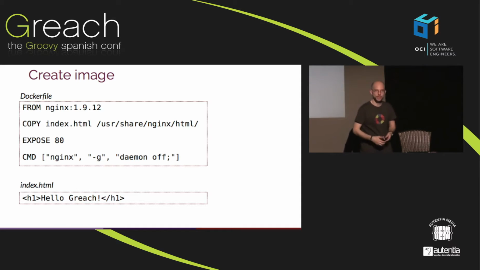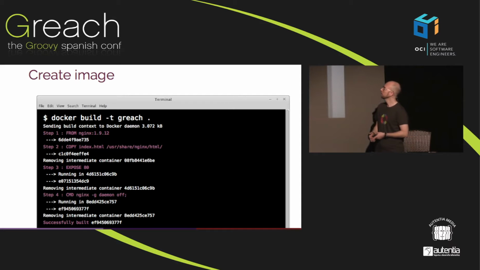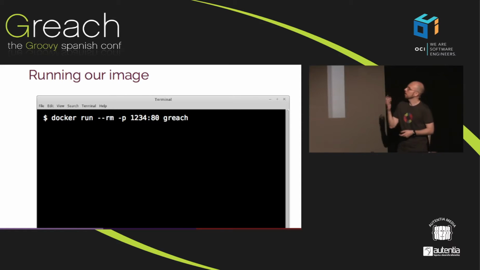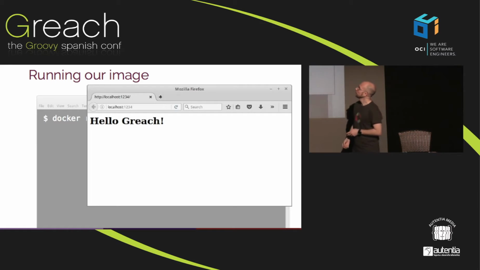So now with these two files, you can create an image with them. Docker build, -t, name of the image, Greach, and dot, because these files are in the same directory. And it will download everything if you don't have it installed locally. And the output will be something like this. Here we have all the steps and all the intermediate containers. And at the end, successfully built. So now you have created this image, and you can run it. Docker run. We are mapping our local port 1234 to port 80 inside the container. So now we can connect to localhost 1234, and we have our web server.